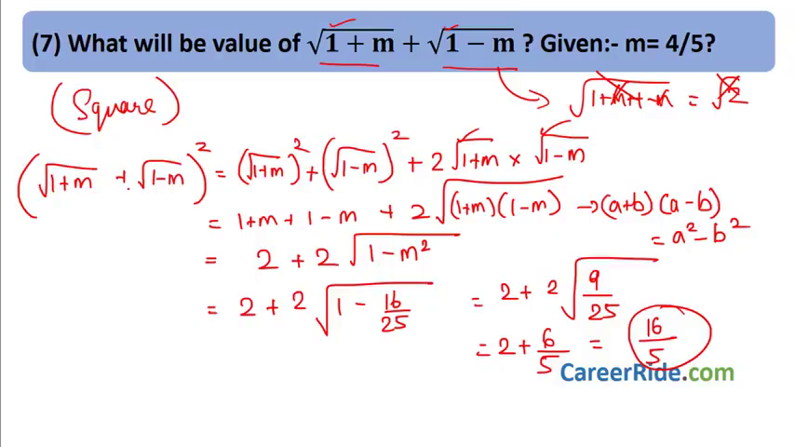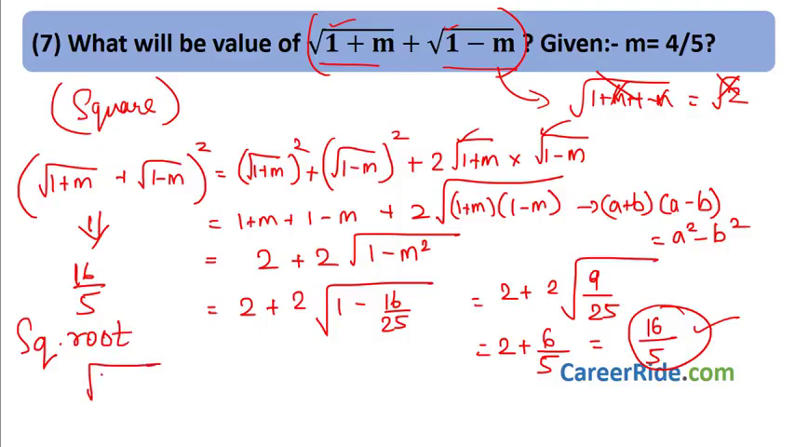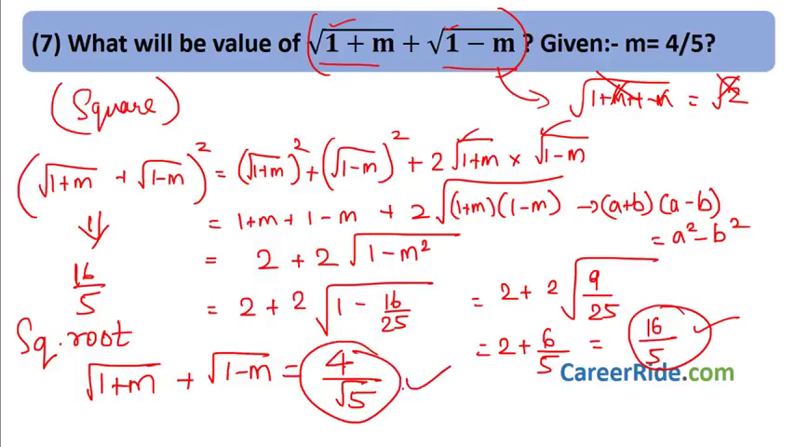Root of 1 plus m plus root of 1 minus m the whole square. This is not the final answer. Okay. So this comes out to 16 upon 5. Now we want the answer only for this expression. So take square root. What you will get on taking square root? You will have root of 1 plus m plus root of 1 minus m equal to square root of 16 is 4, square root of 5 is root 5. So this is the final answer.